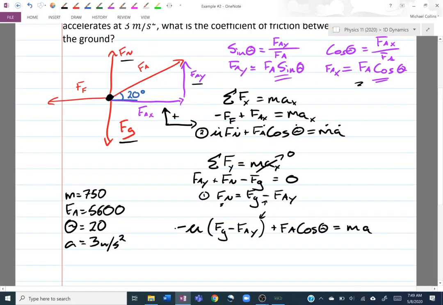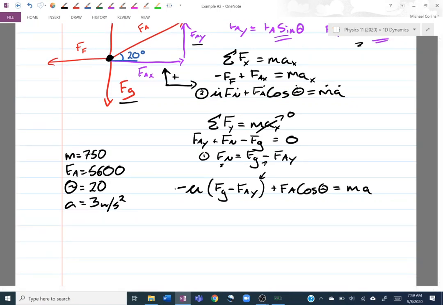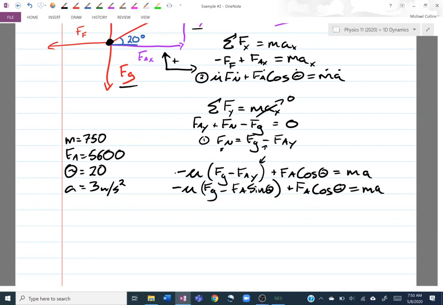Fay, I've derived up top again because I knew it was coming, is Fa sine theta, negative mu Fg minus Fa sine theta plus Fa cos theta is equal to Ma. And if I rearrange this so that I solve for mu, I think what I get is mu is equal to Ma minus Fa cos theta divided by a negative Fg minus Fa sine theta.